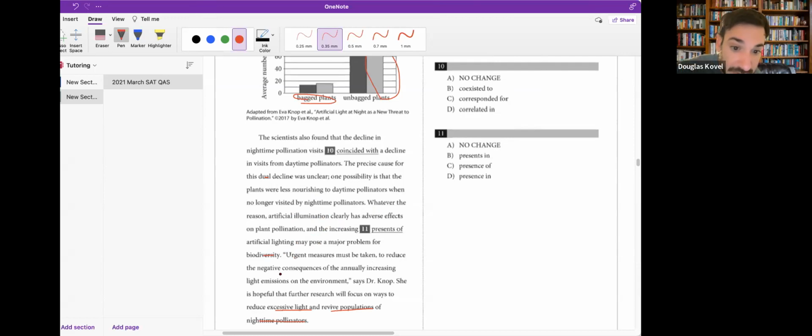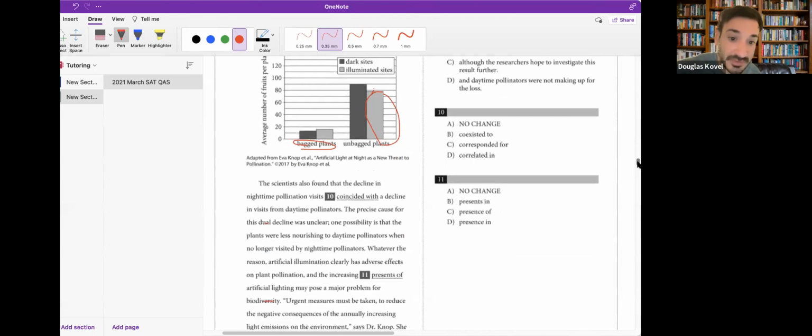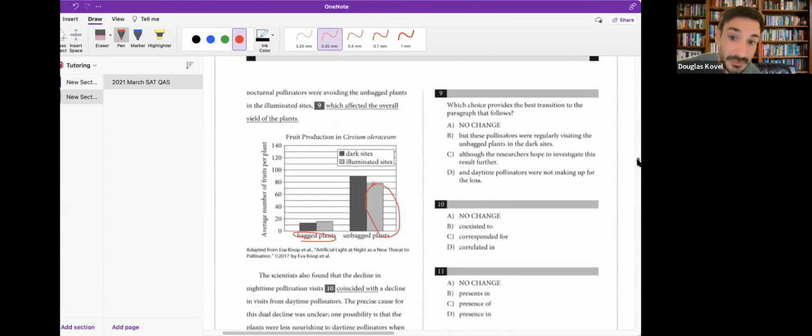Urgent measures must be taken to reduce the negative consequences of the annually increasing light emissions on the environment, says Dr. Knott. She's hopeful that further research will focus on ways to reduce excessive light and revive populations of nighttime pollinators. So we see they talked a lot about the daytime pollinators being affected. They don't know the reason why and how this causes a serious problem.